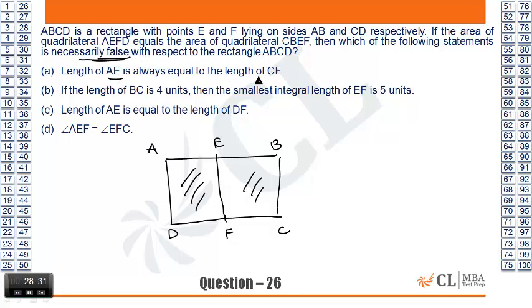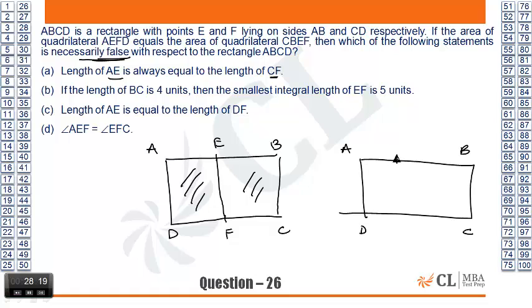Length of AE is always equal to length of CF. Let's take length of AE is this. He's saying length of CF has to be the same. That makes sense, no? It is cutting. It makes sense. It is cutting like that. Yeah, it makes sense. So this should necessarily be false.